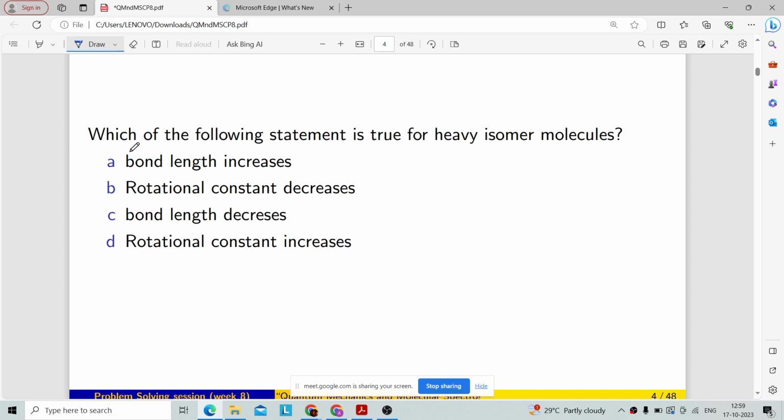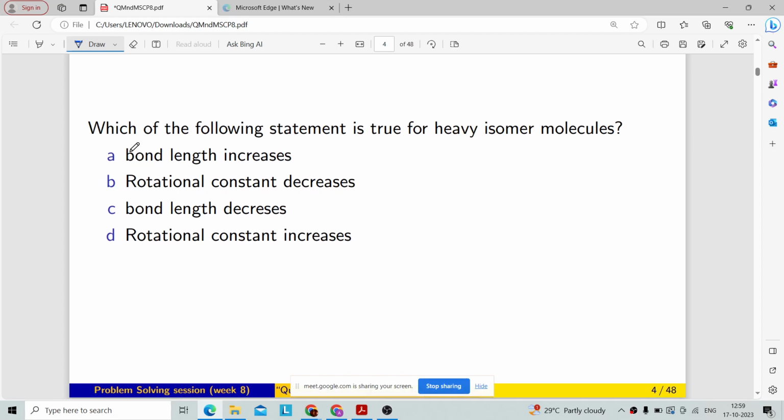Which of the following statements is true for heavy isomer molecules? Bond length increases, the rotational constant decreases; or bond length decreases, rotational constant increases. Okay, so in the previous question we saw what a heavy isomer means.